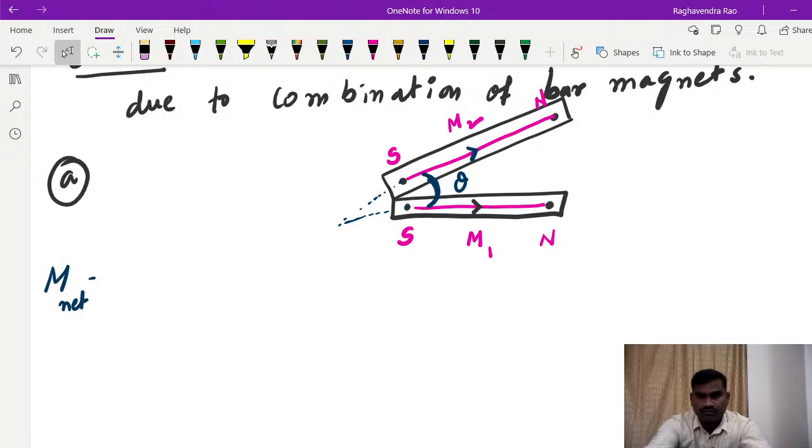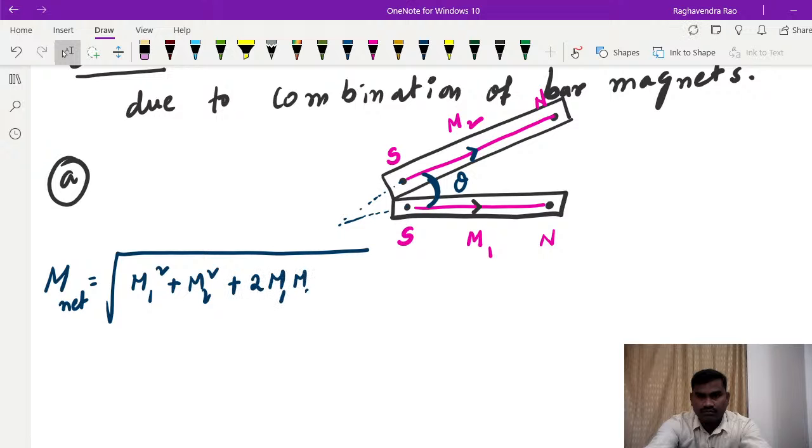So the net magnetic moment is equal to root over M1 square plus M2 square plus 2 M1 M2 cos theta. This is the expression for the magnetic moment of two bar magnets making an angle theta with each other. By using this equation we can calculate. If theta is equal to 30 degrees, 45 degrees, or 60 degrees, they will give it.